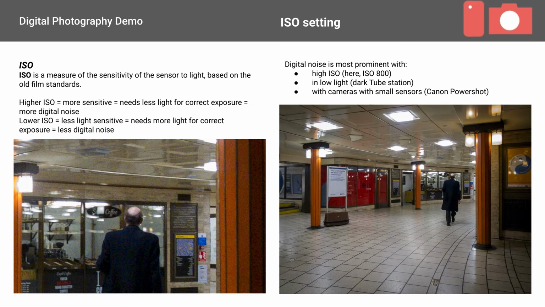So it's better if you're shooting in low light situations. But it also tends to give you more digital noise. Lower ISOs need more light, but will give you a cleaner, less noisy result. If you look at this photo here, it's taken at ISO 800 in a dark tube station with a camera with a small sensor. Small sensors tend to have a bit more digital noise. And if you look at the photo on the bottom left, you can actually see the digital noise there.